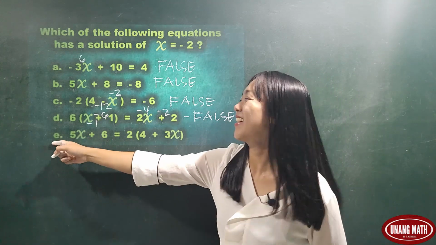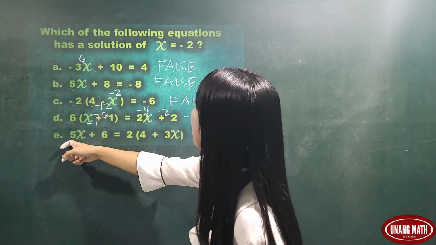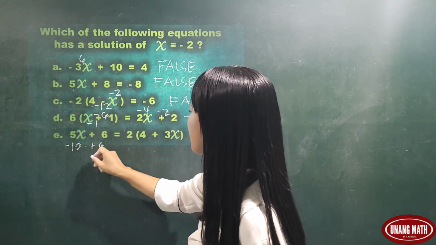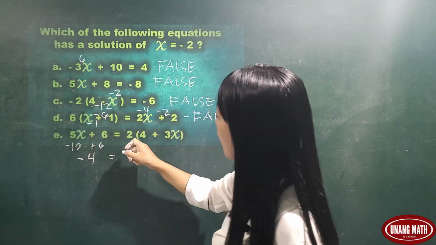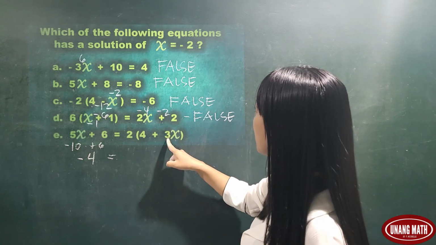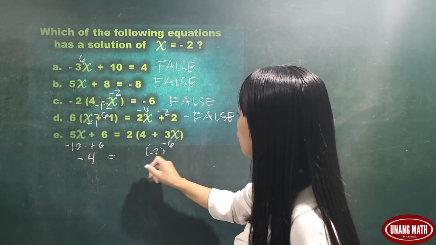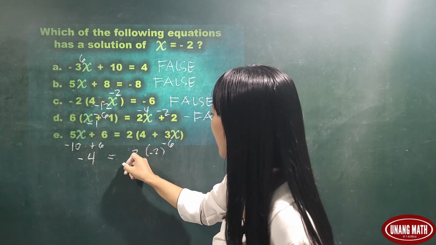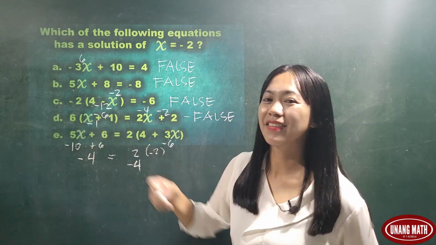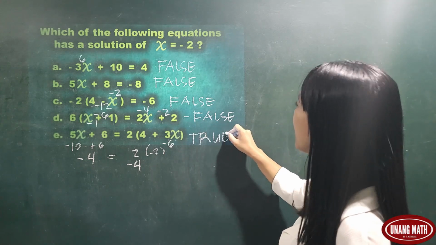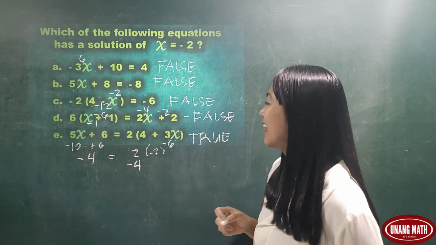Let's check the last option. So 5 minus negative 2 is negative 10 plus 6. So this is negative 4. Okay, how about this one? 3 times negative 2 is negative 6, so this is negative 2. So 2 times negative 2 is negative 4. So letter E is true. So the answer to this problem is letter E.